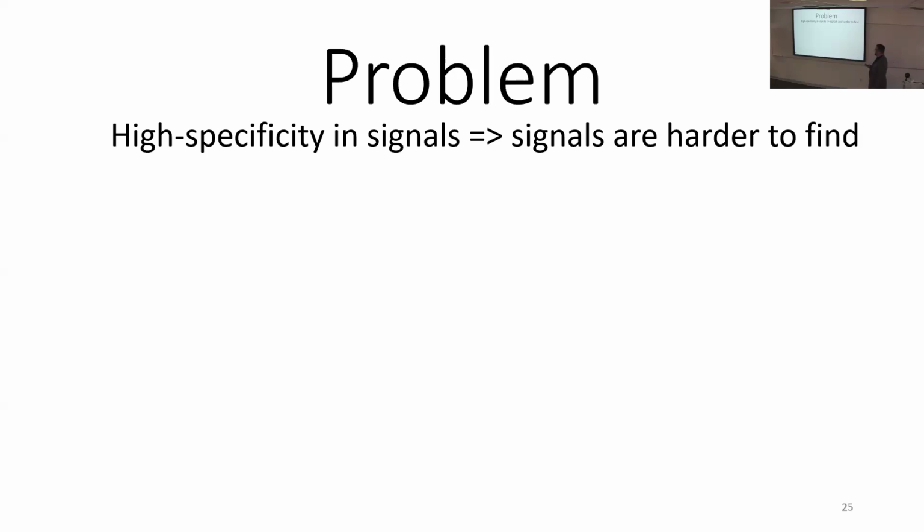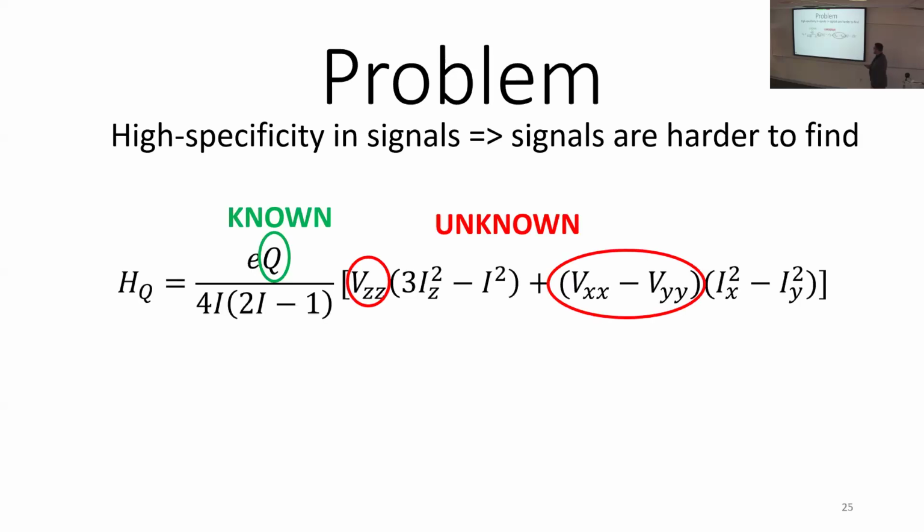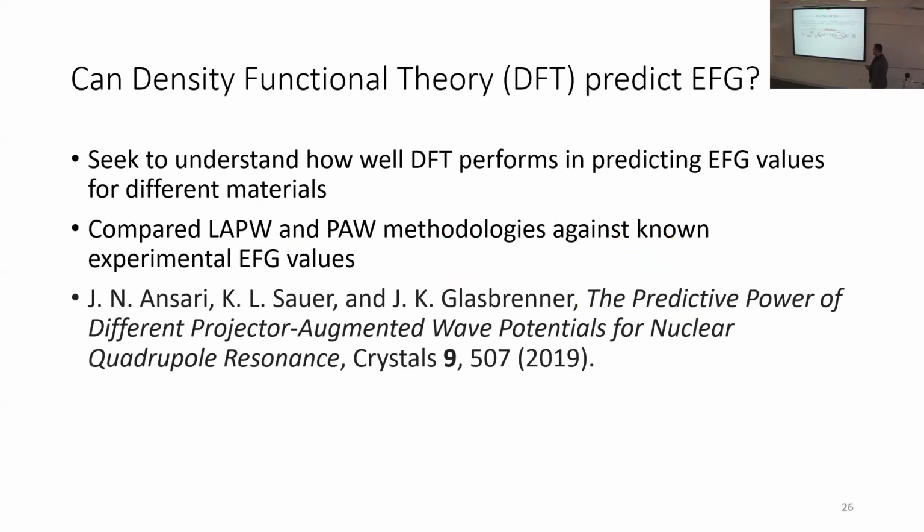And because NQR has such high specificity, such sharp signals, it's really hard to find them. And so this is the main problem. Here, this quadrupolar moment is known. It's been measured to very high precision for almost all isotopes, so it's not really a problem in that regard. The problem is the electric field gradient. It's VXX, VYY, and VZZ, the principal components of the electric field gradient tensor. How can we calculate these?